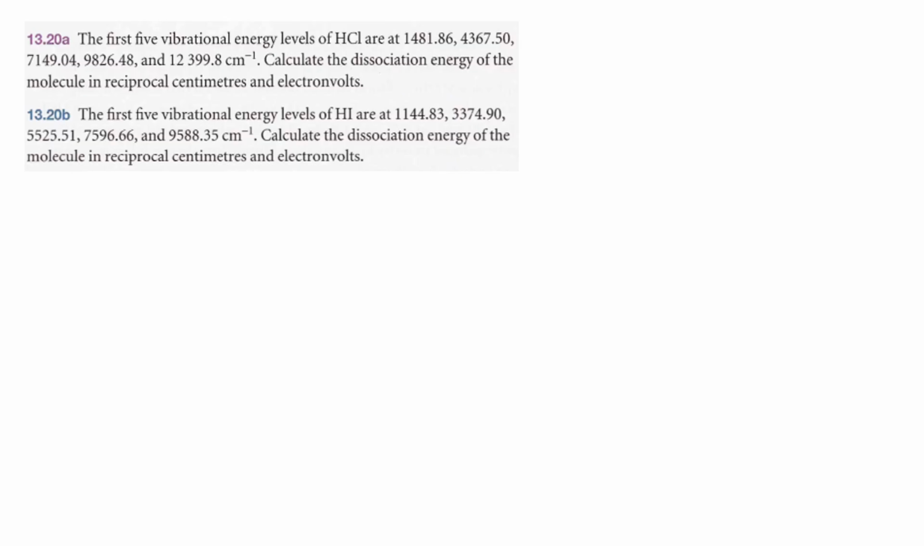So it is given that the first five vibrational energy levels are given. So first five means 0 to 1, then 0 to 2, 0 to 3, 0 to 4, 0 to 5. Now calculate the dissociation energy of this molecule in reciprocal of centimeter and electron volts.